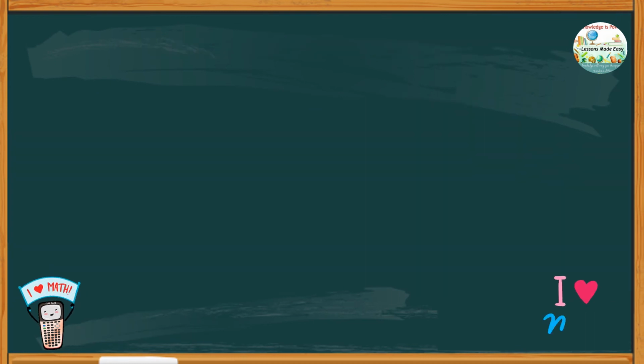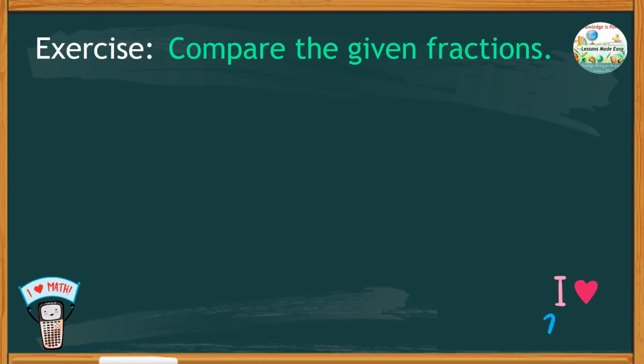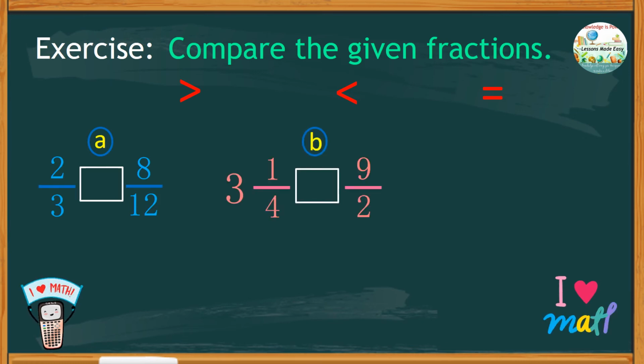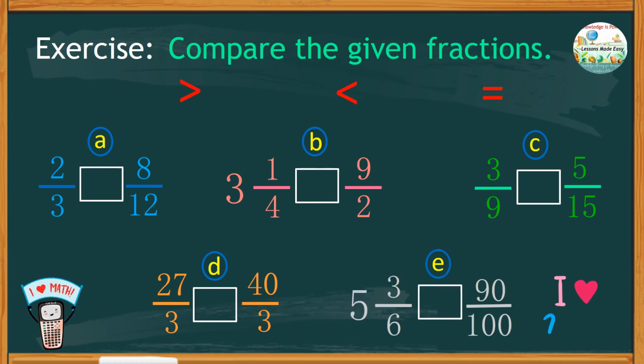Before we finally end our lesson, let's try to answer the simple exercise. Compare the given fractions. Use the symbol greater than, less than, and equal. Here is set A, set B, set C, D, and E. You can always pause this video if you or your students need more time to think. But if you're ready, let's go ahead and check your answers.